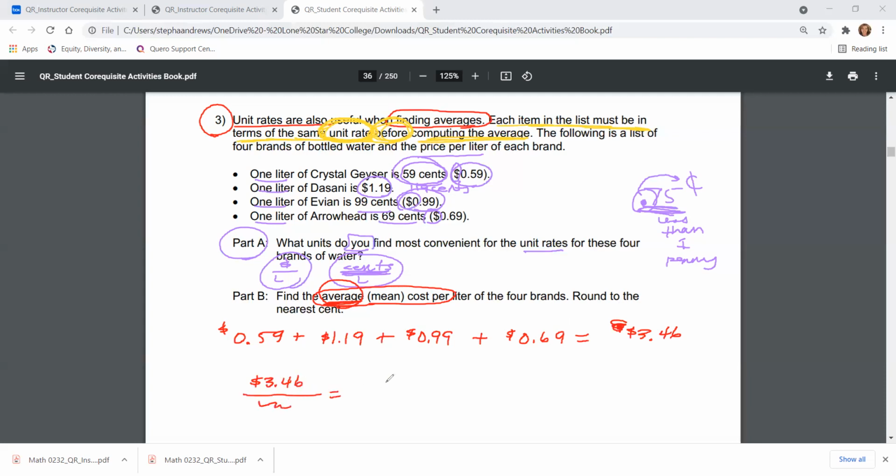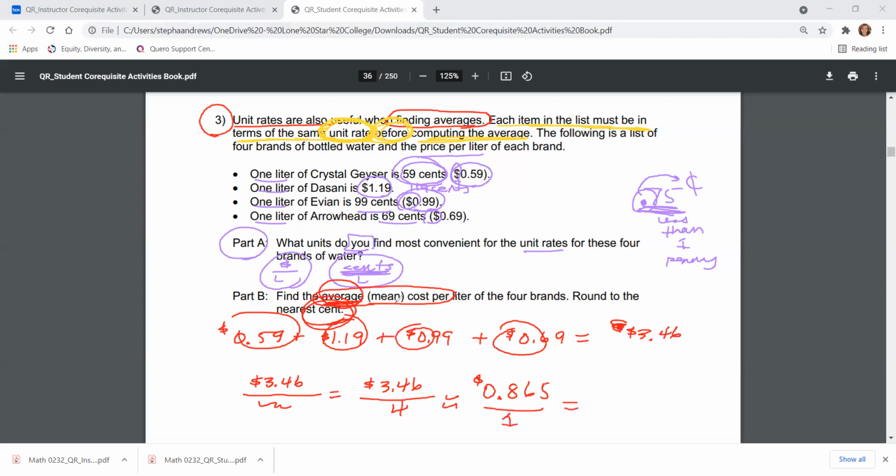The N, how many things are there? Well, how many things are there? I've got 1, 2, 3, 4. So I divide it by 4. I've left this on my calculator so that when I do divide by 4, I get 0.865, and it says round to the nearest cent. So it's this for every one.